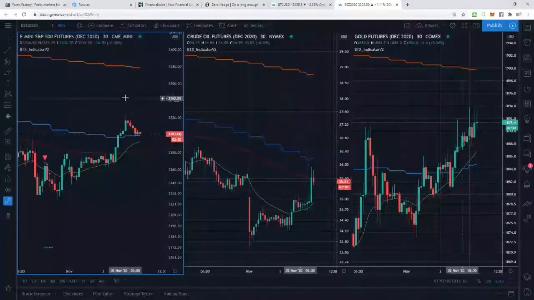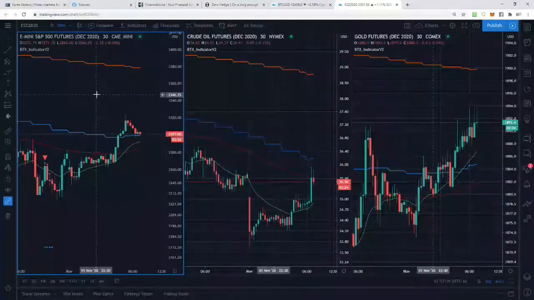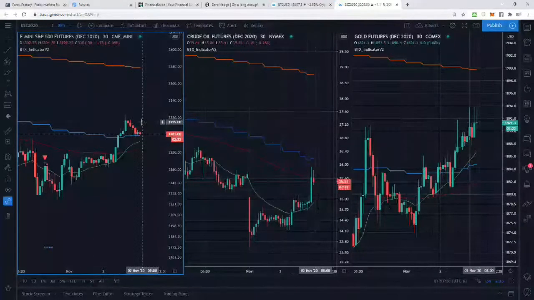So market bias. In this one we have a mixed bias. We have a long bias on the 30-minute, short bias on the 4 hour. It's mixed. Don't do anything. Probably a good week not to do anything.